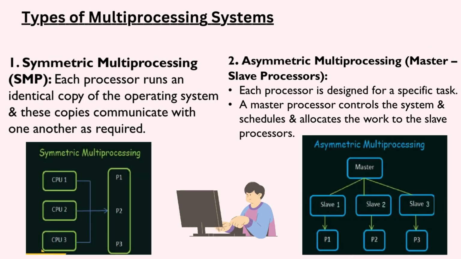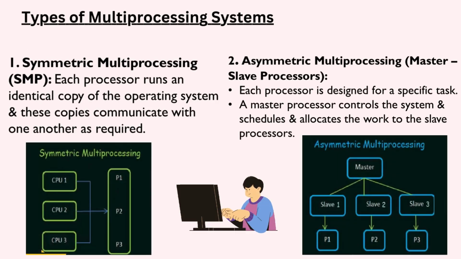Types of multiprocessing systems. 1. Symmetric multiprocessing, SMP. Each processor runs an identical copy of the operating system and these copies communicate with one another as required. 2. Asymmetric multiprocessing, master/slave processors. Each processor is designed for a specific task. A master processor controls the system and schedules and allocates the work to the slave processors.